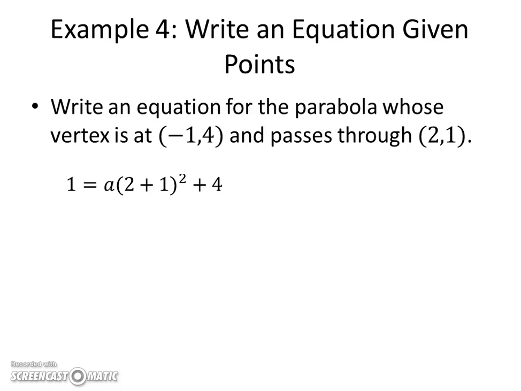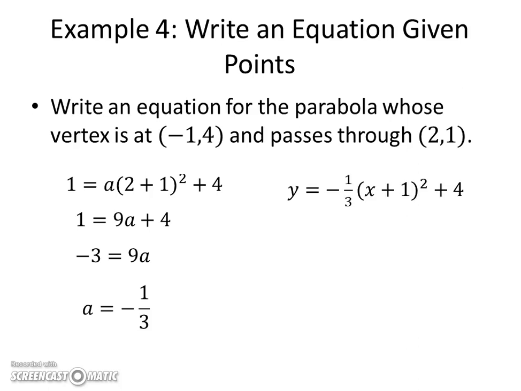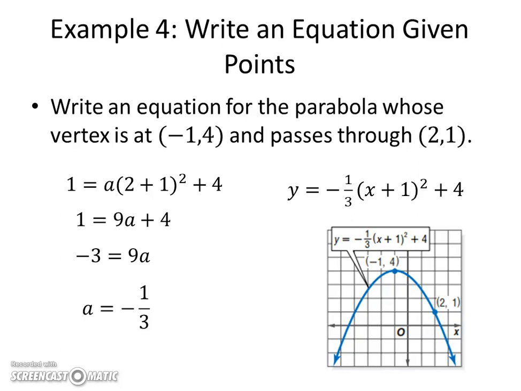After we substitute, we're going to simplify. 2 plus 1 is 3, squared is 9. So it's 9a plus 4. We're going to subtract 4, we get negative 3. Divide by 9, you get negative 1/3. So the equation in vertex form is y equals negative 1/3 times the quantity x plus 1, squared, plus 4. Here's our graph.